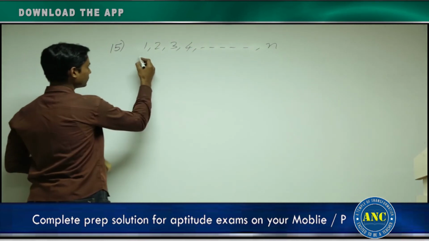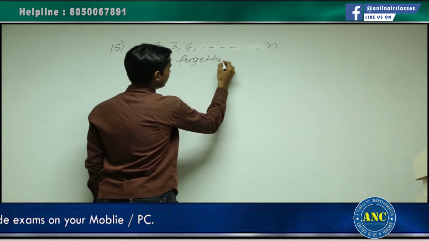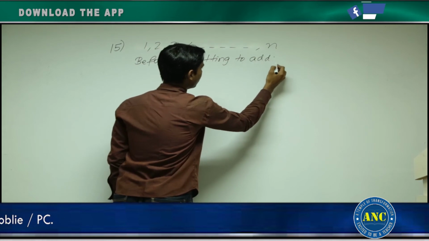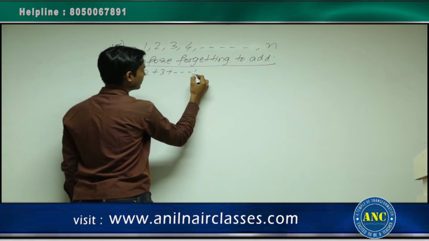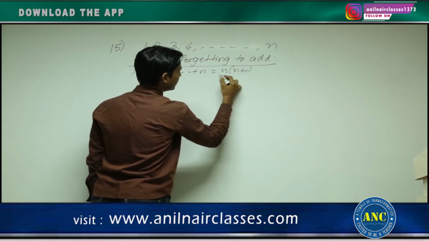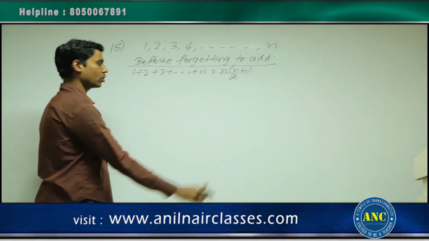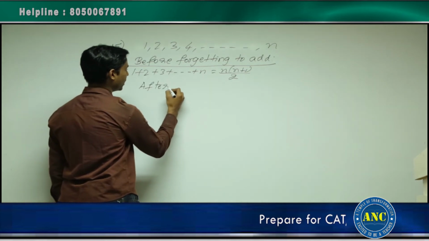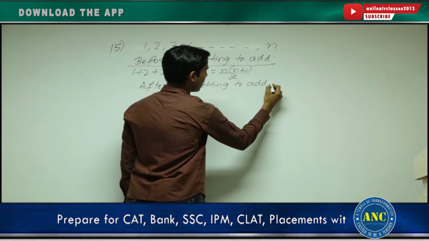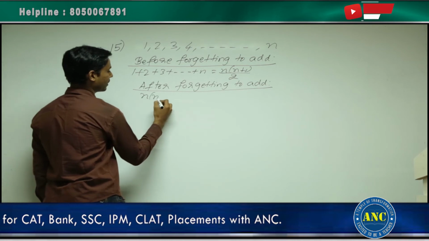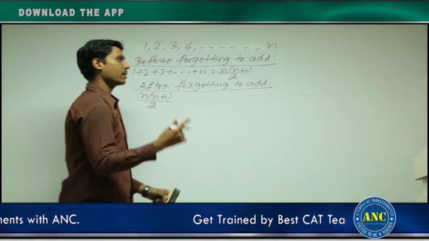Listen to this carefully. Before forgetting to add a number, what will be the sum? You will add all these: 1 plus 2 plus 3 etcetera till n, which is the summation of n terms, n into (n plus 1) by 2. Right? But you forgot to add one number. Before forgetting, you have the total sum as n into (n plus 1) by 2. But out of these numbers which were written, one number you forgot to add.